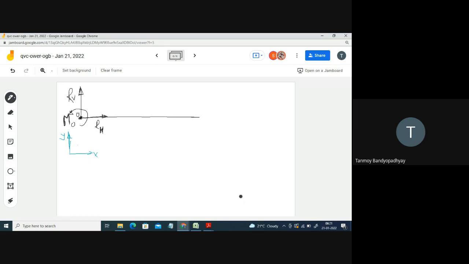So M0. As per my positive sign convention, positive means anticlockwise. So I have taken M0 in the anticlockwise sense. If it is negative, it will come out negative by itself based on the statics principle.